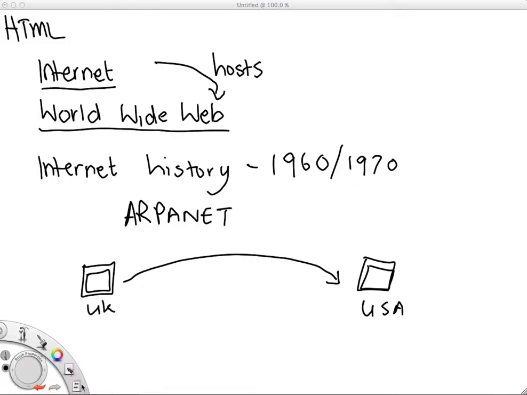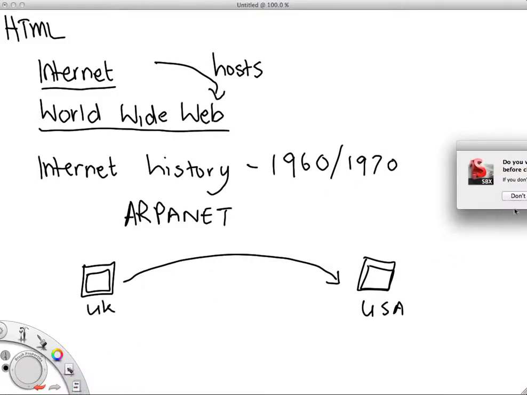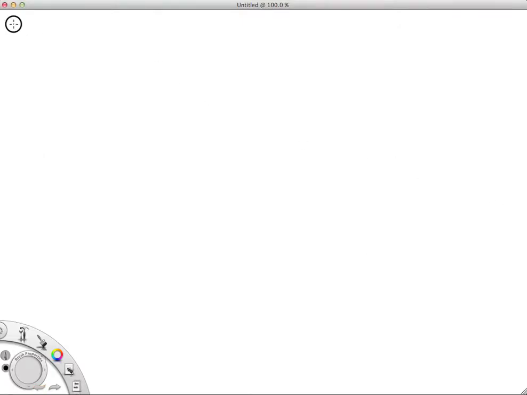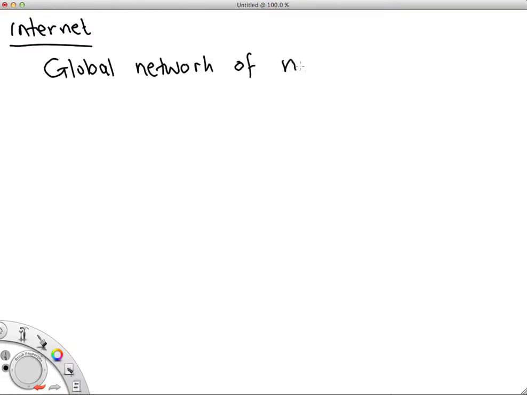So what actually is the internet? A good definition for the internet is a global network of networks. So think about what that means. If you're not sure what a network is, let's just cover that concept first. So, a global network of networks.